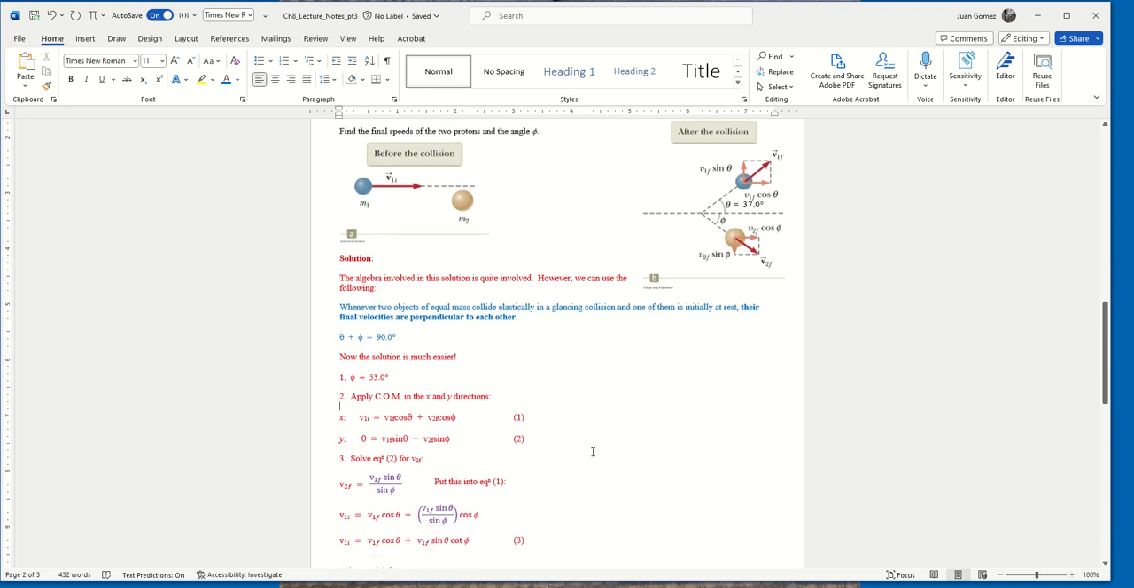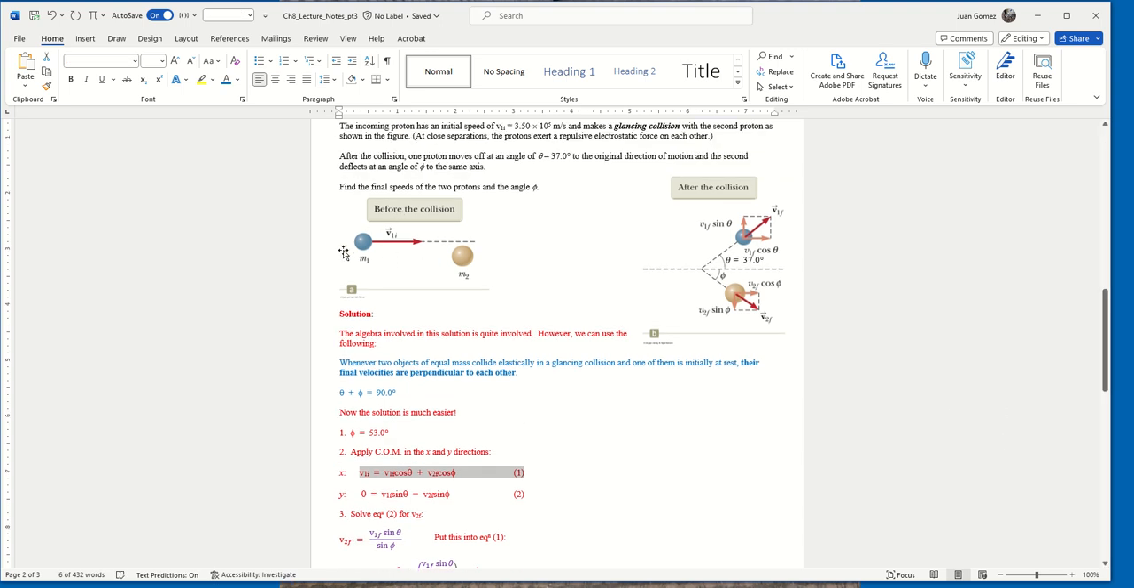Now apply conservation of momentum in the x and y directions. In the x direction, v1 initial equals v1 final cosine theta plus v2 final cosine phi. Remember, the masses cancel because they're both protons. Now conservation of momentum in the y direction. The initial y momentum is 0, and the final y momentum is v1 final sine theta minus v2 final sine phi, because v2 final sine phi is in the negative y direction.